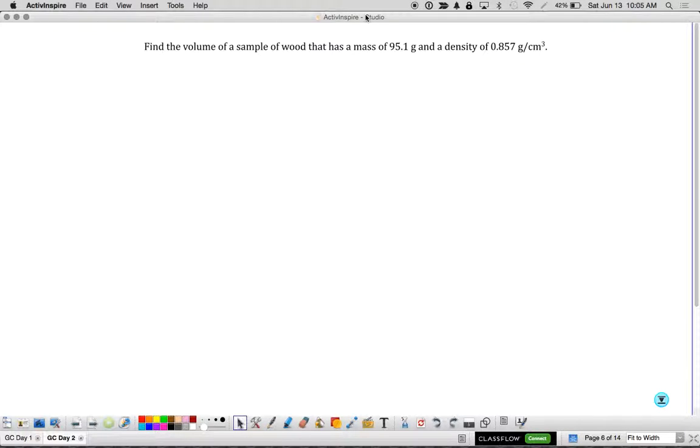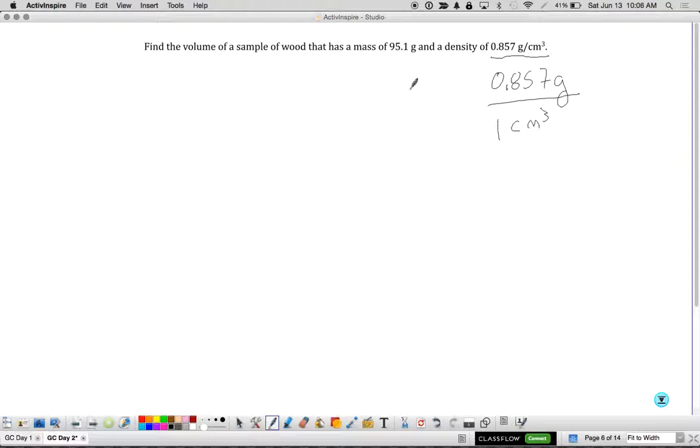Here's a pretty standard density problem where you're trying to find the volume, rather than creating the conversion factor like we talked about in the first example. So here I have my density. I'm not trying to find it this time, I'm trying to use it. Remember that density is a conversion factor, and I don't like things written like this. So remember that this is 0.857 grams over centimeters cubed, and that's really over 1 centimeter cubed.